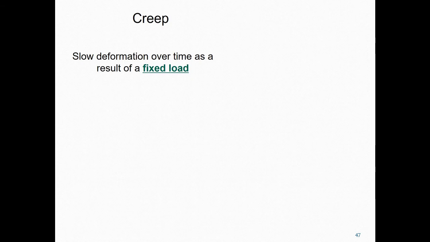So, in the case of stress relaxation, we're talking about stretching a material and holding it in that stretch position and seeing how a decrease in the amount of force resisting that stretch is going to occur. In the case of creep, we're talking about applying a fixed force and then looking at the slow change in deformation of the material over time as a function of that applied load.